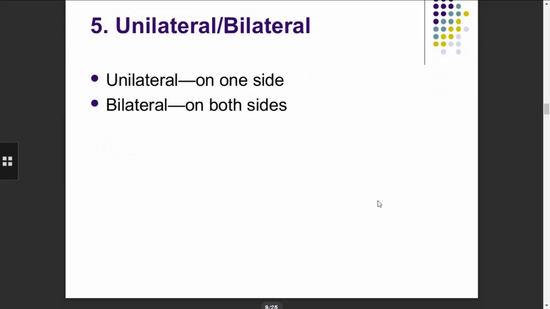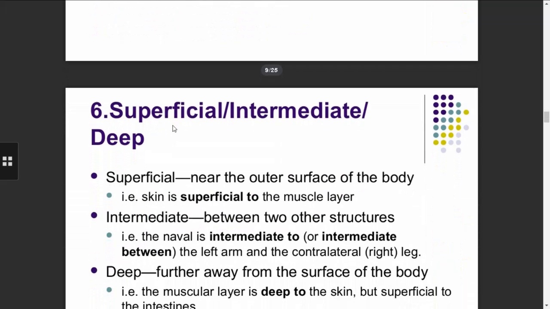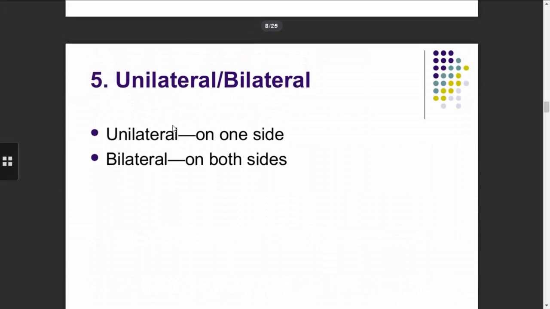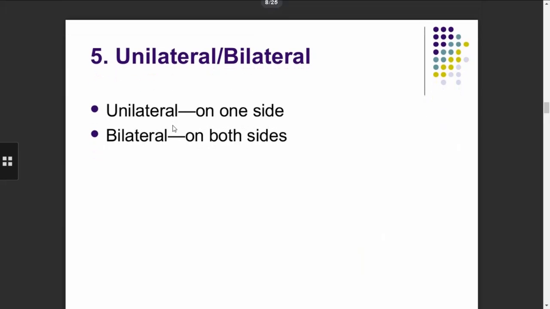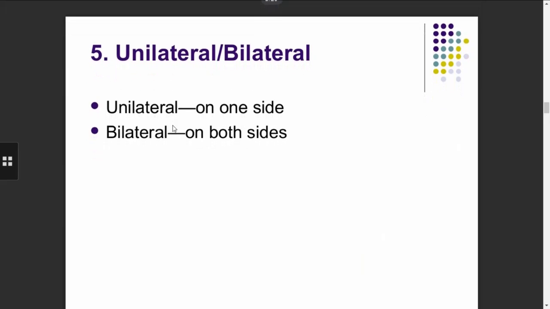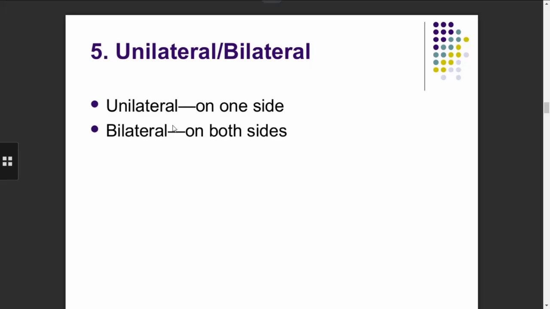Fifth one is unilateral or bilateral. Unilateral means it is present on one side, whereas bilateral means present on both sides. Most of the things in our body are bilateral. Like we have bilateral limbs, bilateral eyes, bilateral ears, bilateral legs.